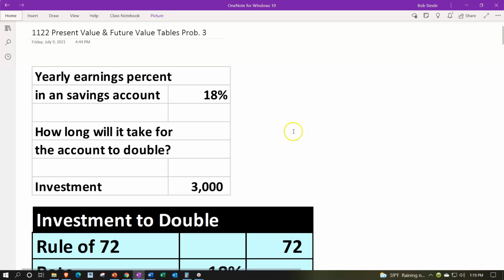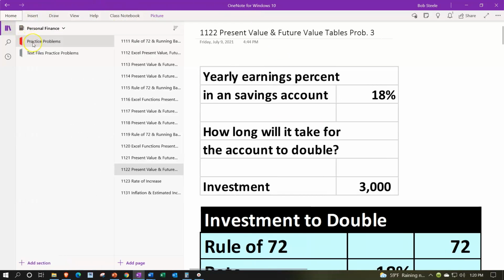Here we are in OneNote. If you have access to OneNote and would like to follow along, you're not required to, but if you would like to, we're in the icon on the left-hand side. We're in the Practice Problems tab, down in the 1122 Present Value and Future Value Tables Problem 3 tab.